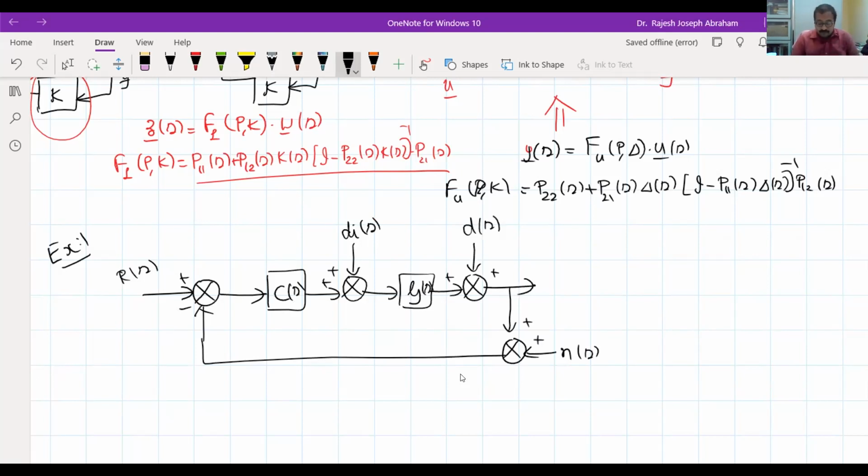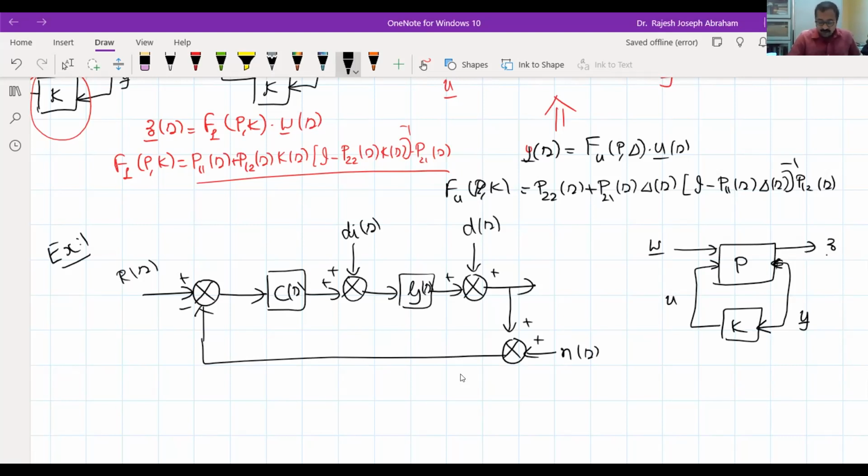Right. So keep in mind, what is our LFT? Our LFT is something like this. This is our nominal plant P, and here is our K. Okay, so this is the measured output Y. This was the control input U. Here we would have the exogenous input W. This would have been the regulated output Z. So we need to convert this block diagram into this configuration.